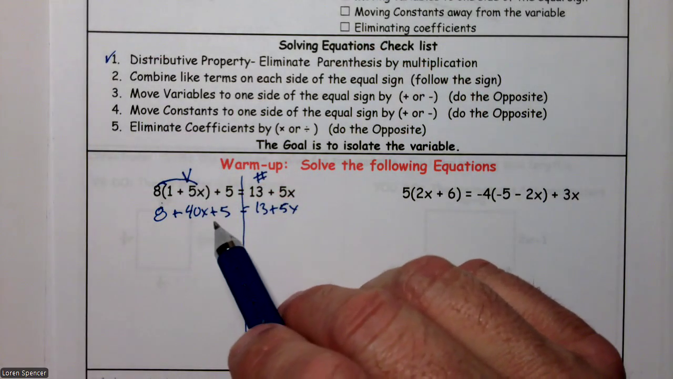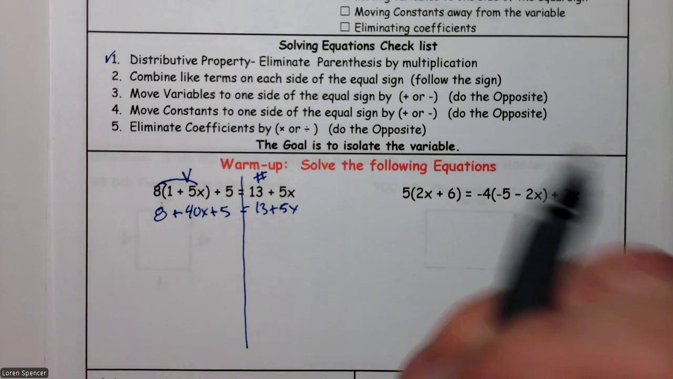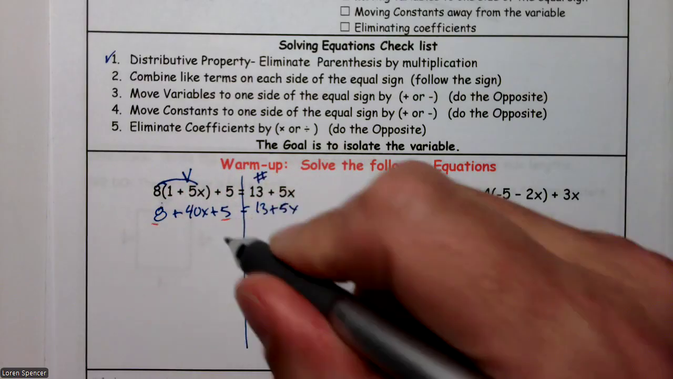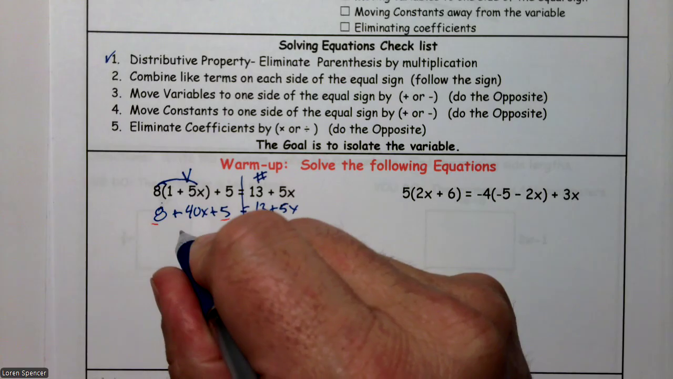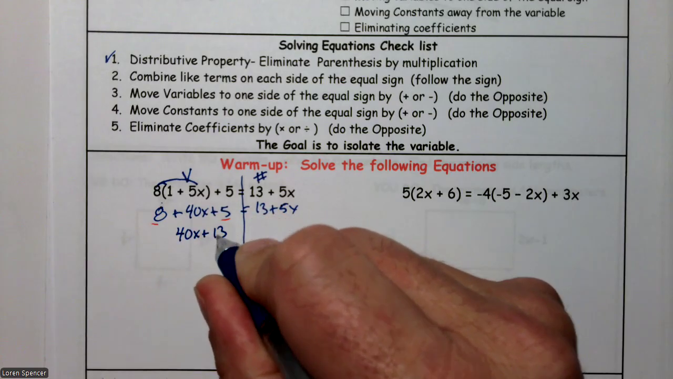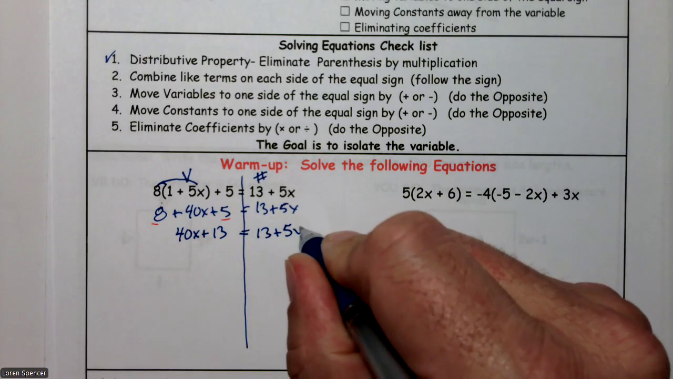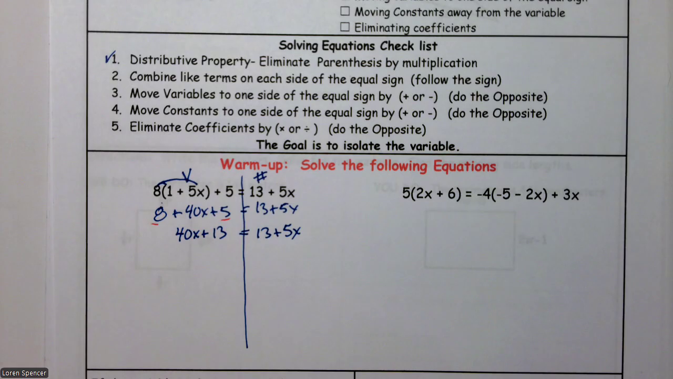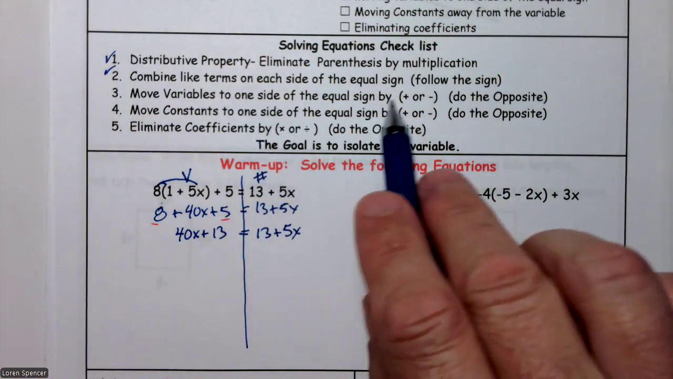Next, we need to see, do we have any like terms? On this side, we don't, but on this side, we can combine the 8 and the 5, and 8 plus 5 is 13. So we have 40x plus 13 equals 13 plus 5x. Okay, next, so we've combined the like terms. Next, we're looking at moving variables.